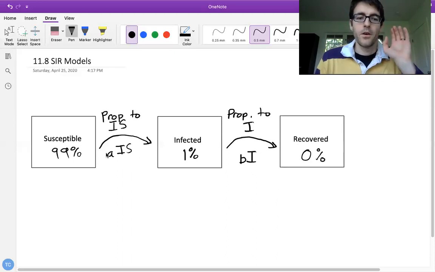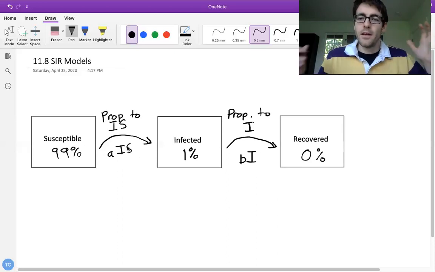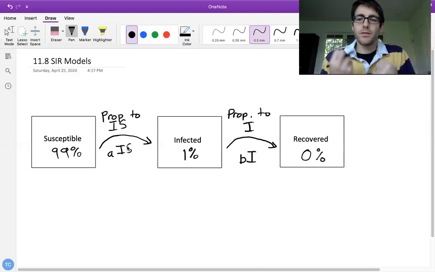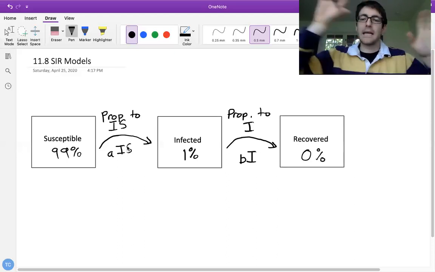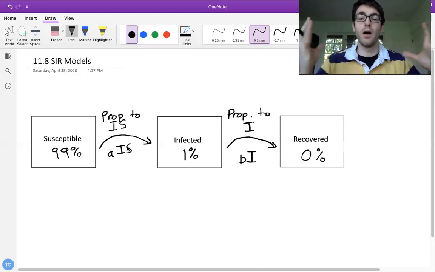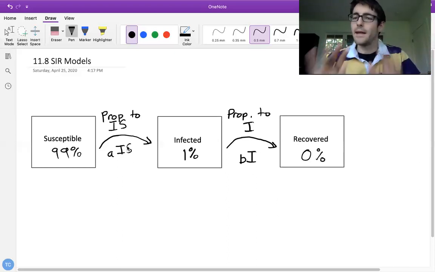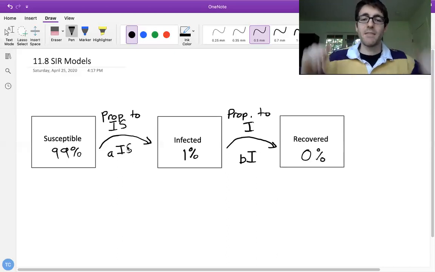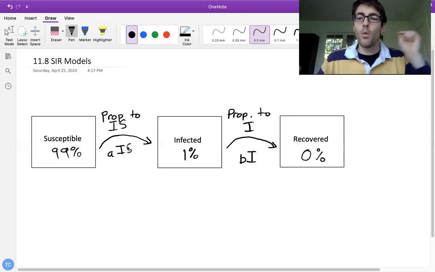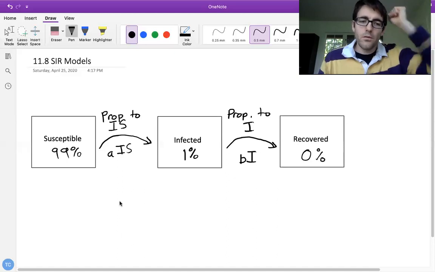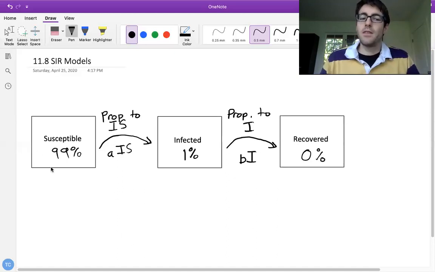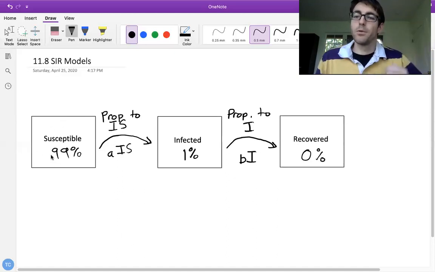Okay, now that we've set this up, these are all the assumptions that we have to make in order to get some sort of model of how these different numbers change over time. That said, it's not quite in our mathematical format yet. What we want to know is, what is the rate of change of the number of people in this first group? The rate of change of S.